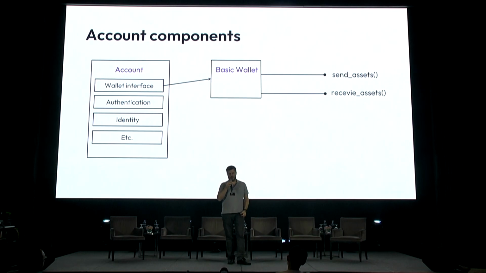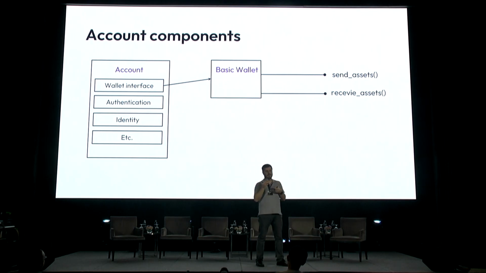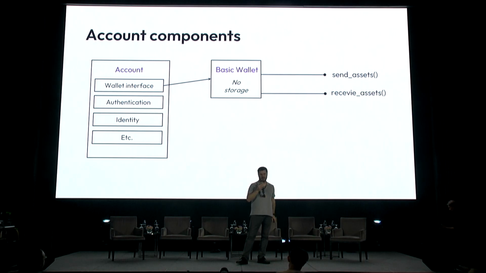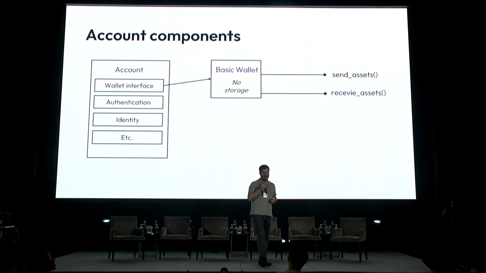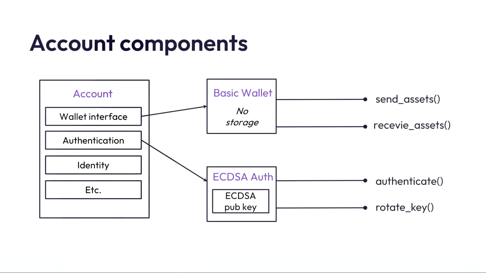And to double-click a little bit on the component. The component itself, as I mentioned, consists of a set of interfaces. In the case of basic wallet, for example, it's a send and receive function. And it also defines what storage requirements you have for this component. So, for example, for basic wallet, you don't have any storage requirements. There is nothing. It just sends and receives assets. It doesn't have any impact on the internal storage. But for example, you could have an ECDSA authentication component, and that component would need to store a public key of the account inside the storage.